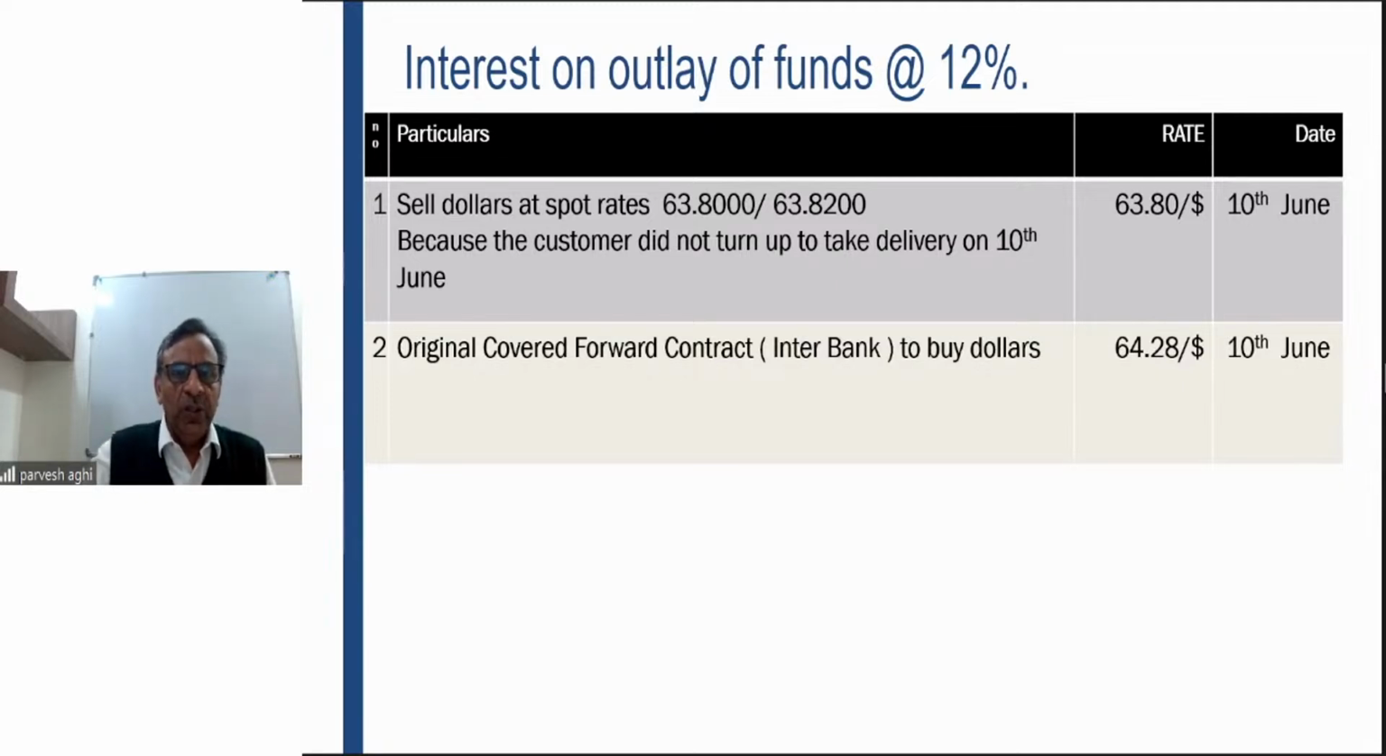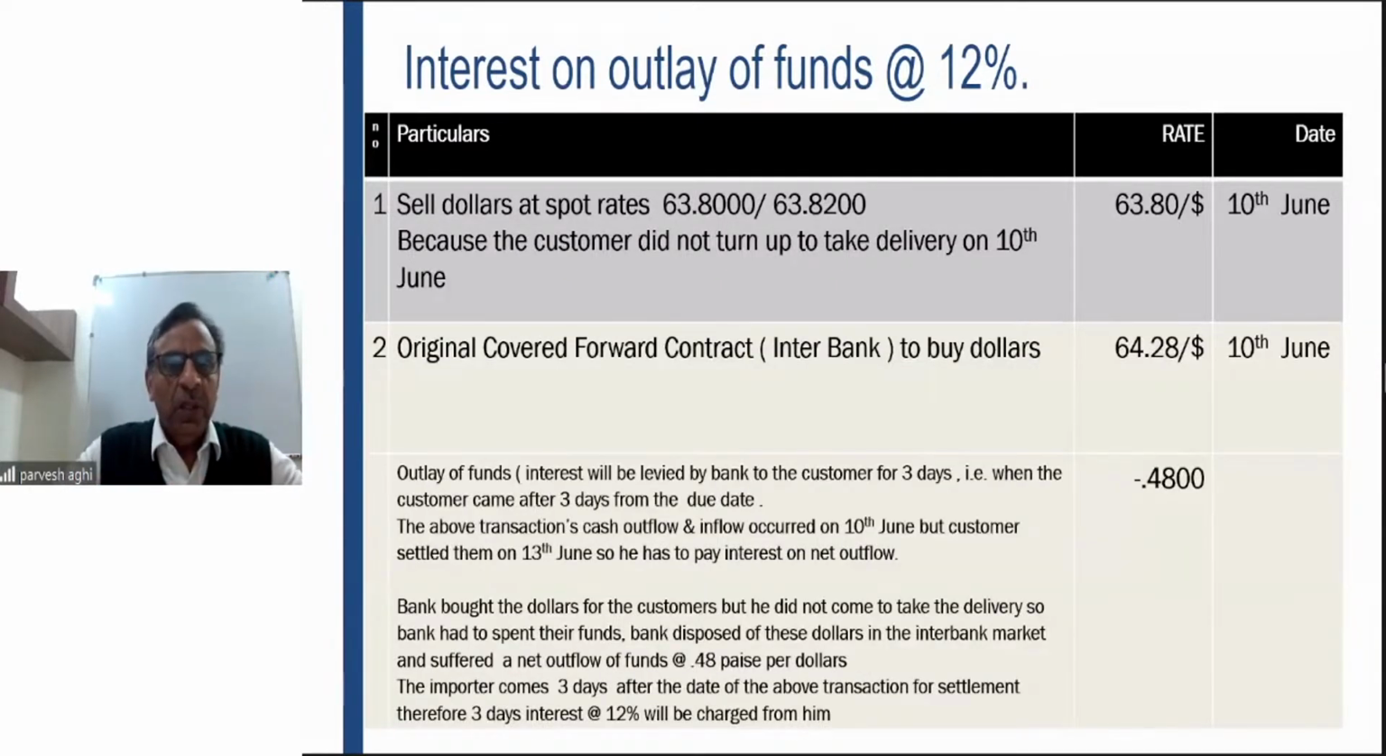So this was the original forward cover to buy the dollars. That means they were supposed to sell the dollars to you at 64.28. So there is an outlay of funds. They sold the dollars at 63.80, but they covered this to buy the dollars at 64.28. So they have suffered a loss, or not loss, but an outflow of 0.48 per dollar.